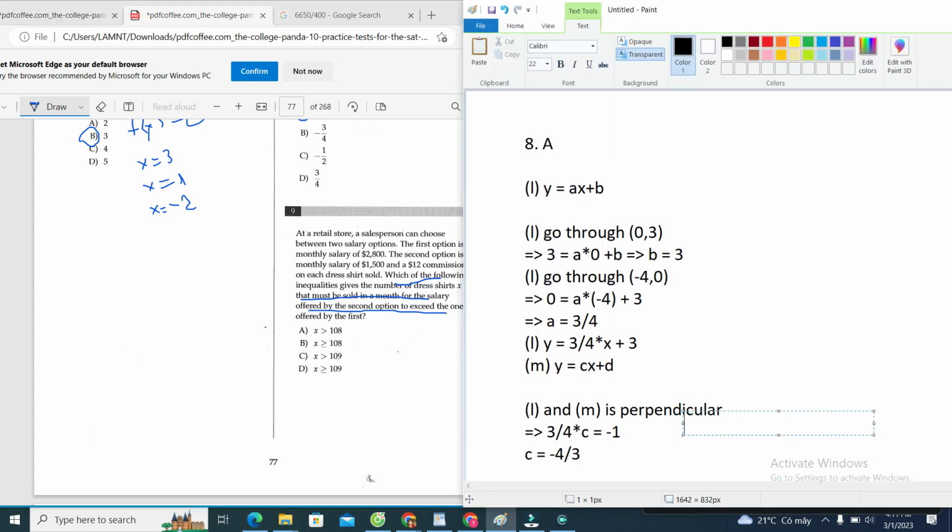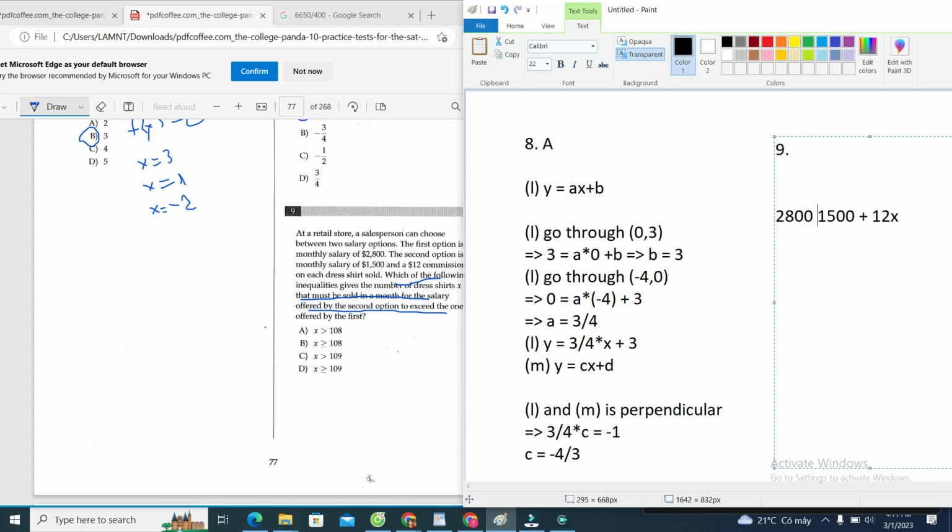Okay, so for number 9, I'm going to do it here. So we have the inequality. The first salary is 2,800, and the second salary is 1,500 plus $12 commission per shirt, so 12x.